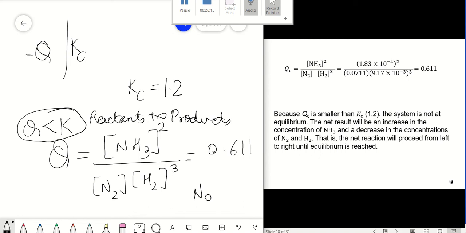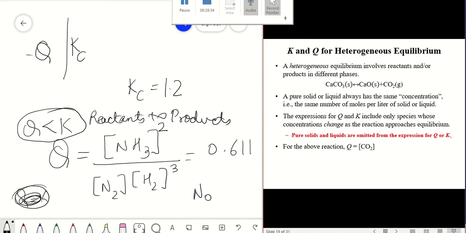Why? Because the ultimate aim is again for Q to become equal to K. Since they are not equal right now, in order to make them equal, Q will have to increase its value. So it's going to go from reactants to products. It will make more and more products so that this value can increase.